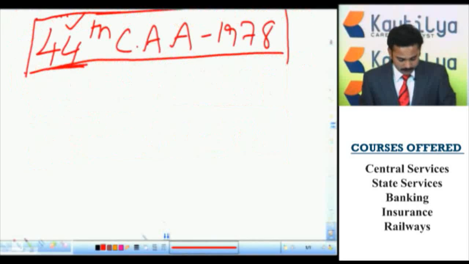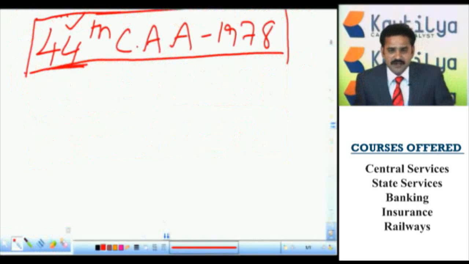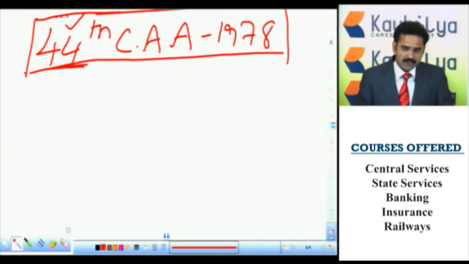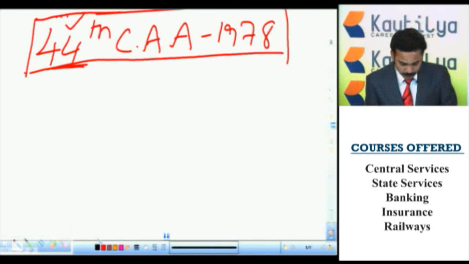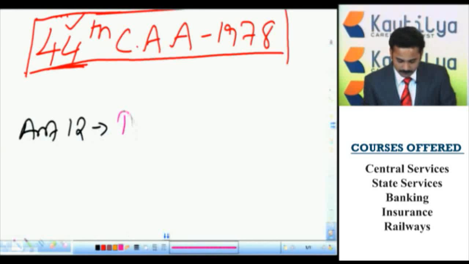Now, what is Article 12? Already we know that fundamental rights start from Article 12 to Article 35. But here we wrote only Article 14 to 18. What about Article 12 and Article 13? Now we are going to understand what Article 12 and Article 13 are. First one, Article 12: definition of state.